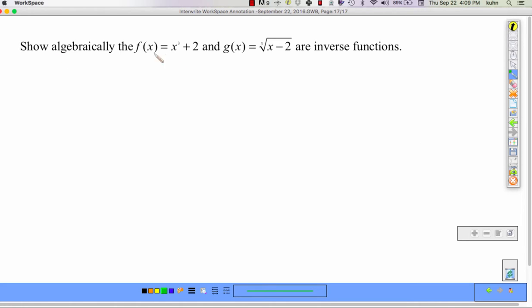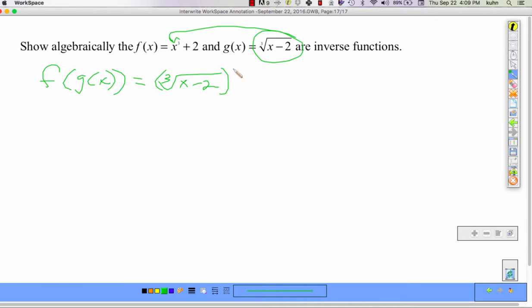So if it says show algebraically that this function and this function are inverses, what we're going to do is f of g of x, and this is where I'm going to put the g function right in here. I'm taking this one and putting it in there. So I have the cube root of x minus 2 all cubed plus 2. So this function went into the f function, and now what happens when you cube a cube root? It gets set free. x minus 2 plus 2, boom, x. We just showed that f of g of x is equal to x.